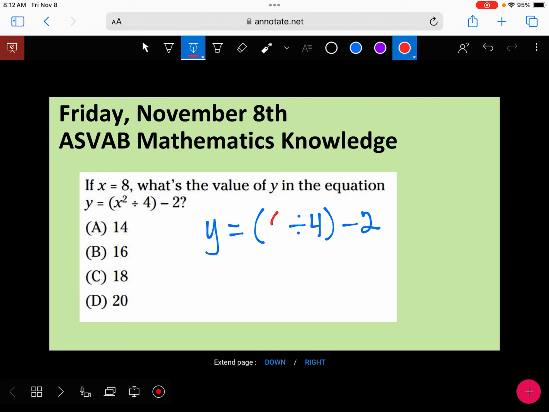is substitute in an 8 right there, and figure out what your value of y would equal. Is it 14, 16, 18, or 20? So go ahead, use your calculators. Yeah, exactly. It's order of operations.